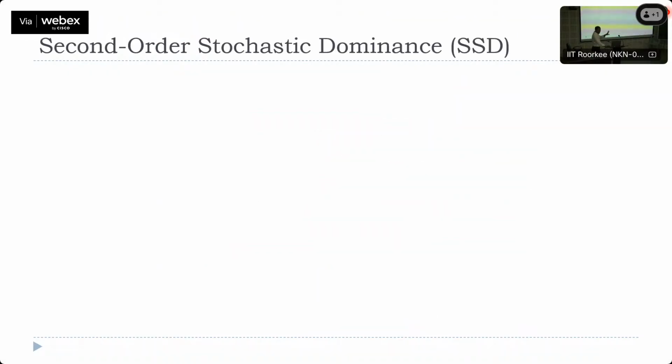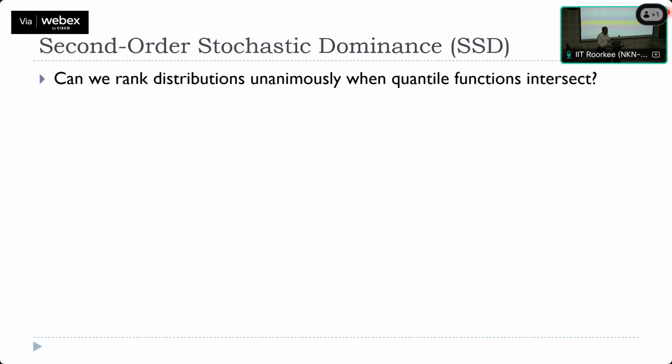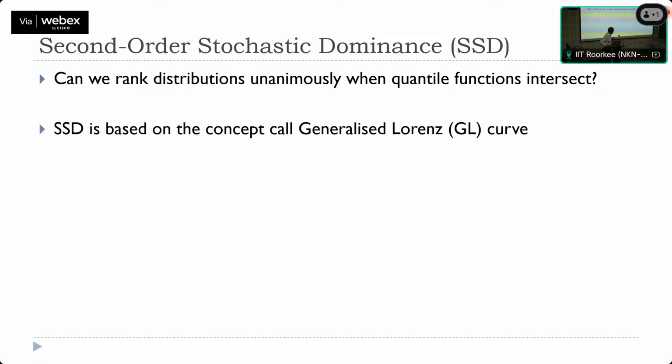I will talk very briefly about this concept, but I'm not going to force you; this is just for your information. Whenever the distributions cross, it's not that all hope is lost. We can move to something called second order stochastic dominance. I'll be using this concept because from it I will show you what the Lorenz curve is. You have heard about the Lorenz curve, right? They're linked. For second order dominance, we generate something called the generalized Lorenz curve.